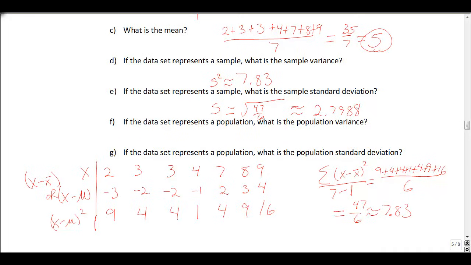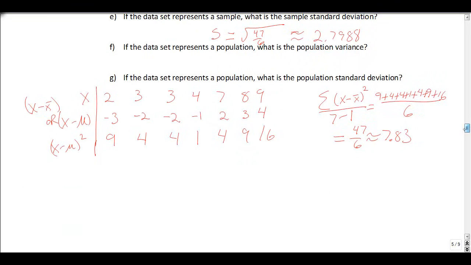Okay, now if the data set represents a population, the only thing that changes here for a population is I take really these same numbers. That's the population calculation. And sigma squared is the sum of x minus mu squared. Now, mu and x bar are the same numerical value, so it doesn't matter which one you use. And now, instead of dividing by 7 minus 1, I just divide by 7.